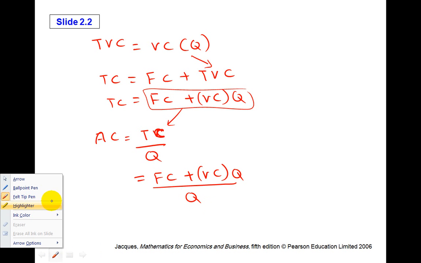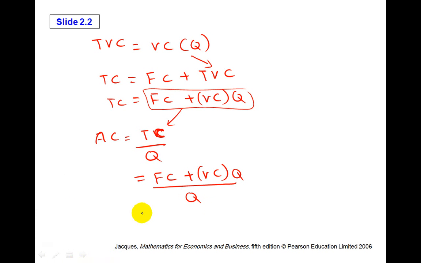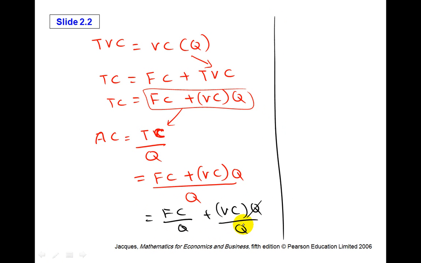Now you can split this fraction by doing fixed cost over quantity plus variable cost times quantity over quantity, like it's the same denominator here. So here this quantity can be cancelled with this quantity, so the formula for the average cost will be fixed cost over quantity plus variable cost.